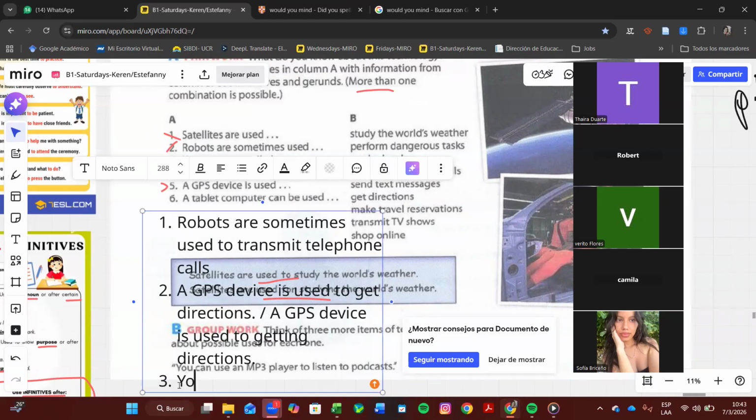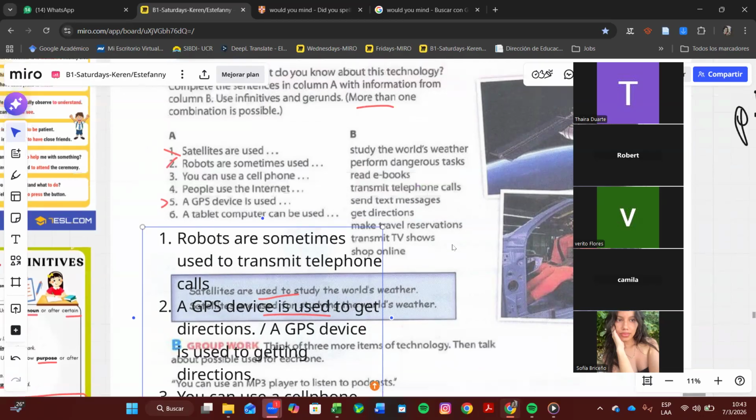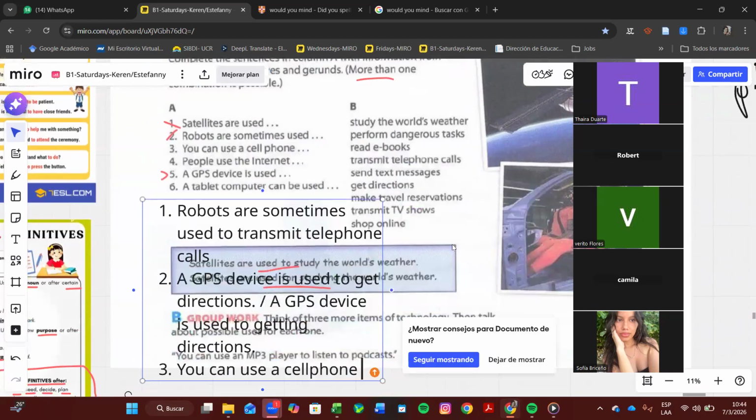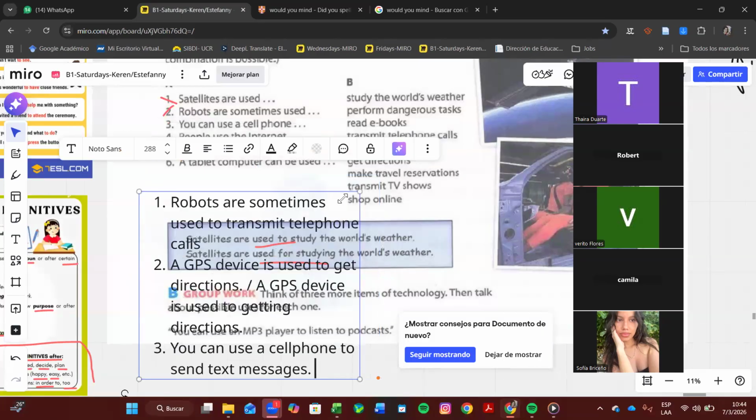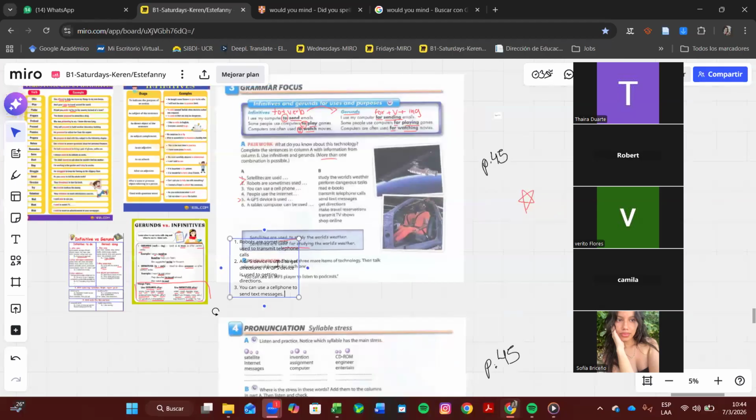You can use a cell phone for send text messages. Okay, so is it 4 or 2? You can use. Remember that when we use 4, we have to use ing. So you can use a cell phone to send text messages, right? Excellent, guys. So that's the way we use it.